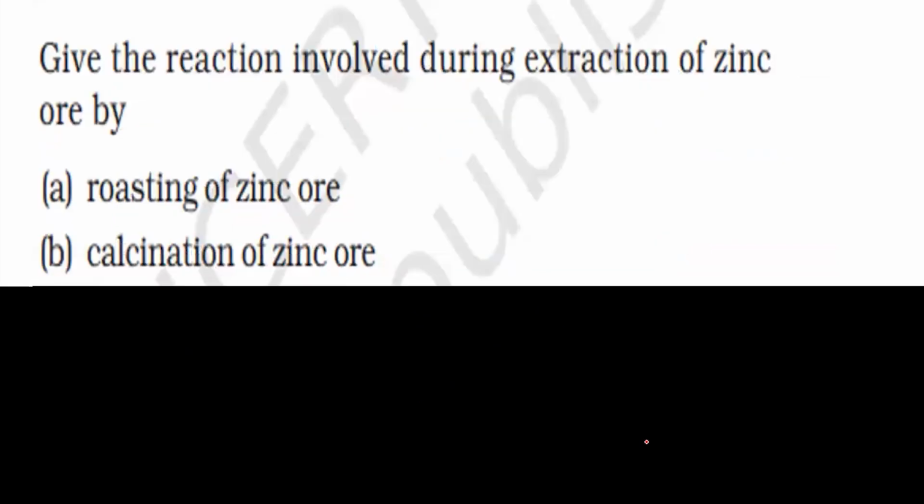Okay. Now, next reaction. Give the reaction involved during extraction of zinc from its ore by roasting of the zinc ore and calcination. While doing roasting, you have to take a sulfide ore, and by calcination, you have to take a carbonate ore. Okay. Then what is the equation?